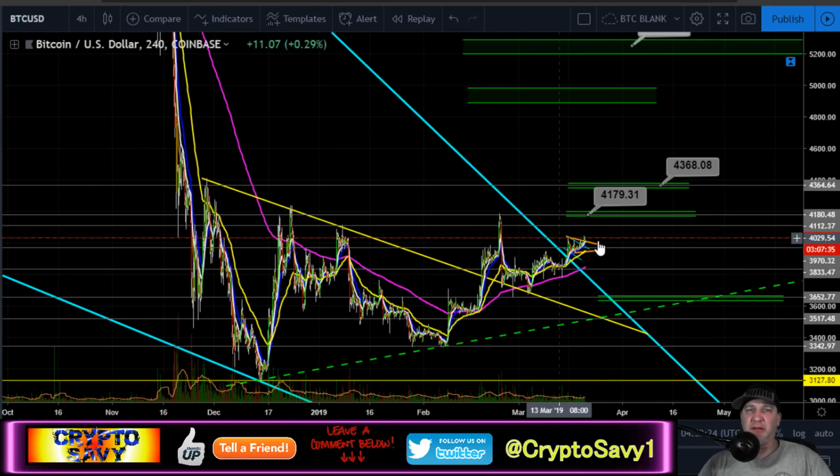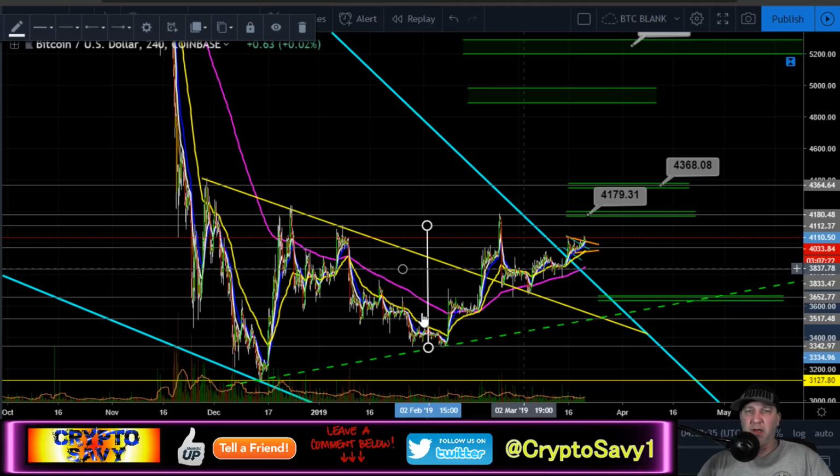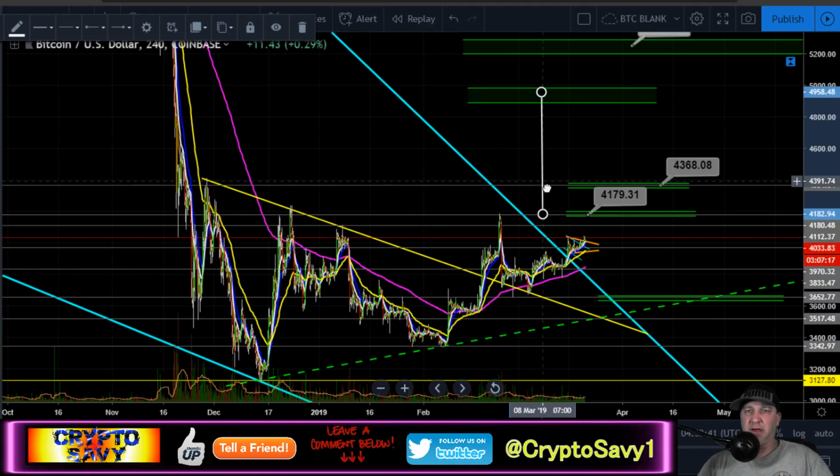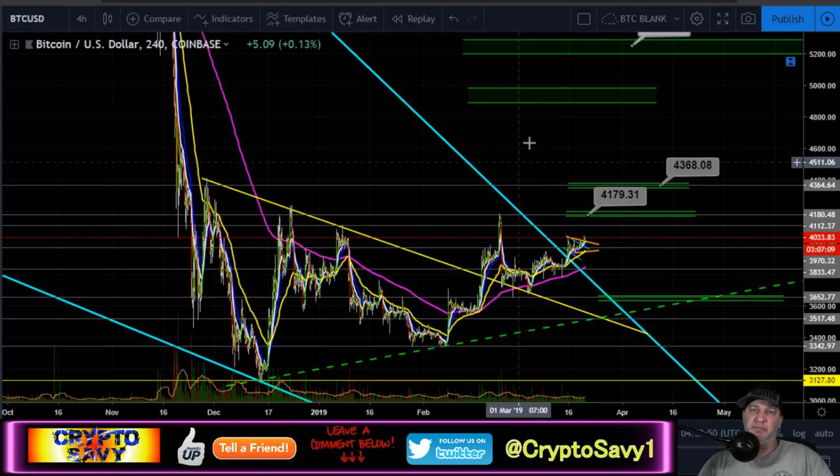And another way to look at that would be using this as the neckline, the 4114, and doing a measured move off of that down to the bottom, and that would be an inverse head and shoulders. And if that was to play out, guys, I believe that gets us up to this $4,900 range again. So that's two things pointing in that range.